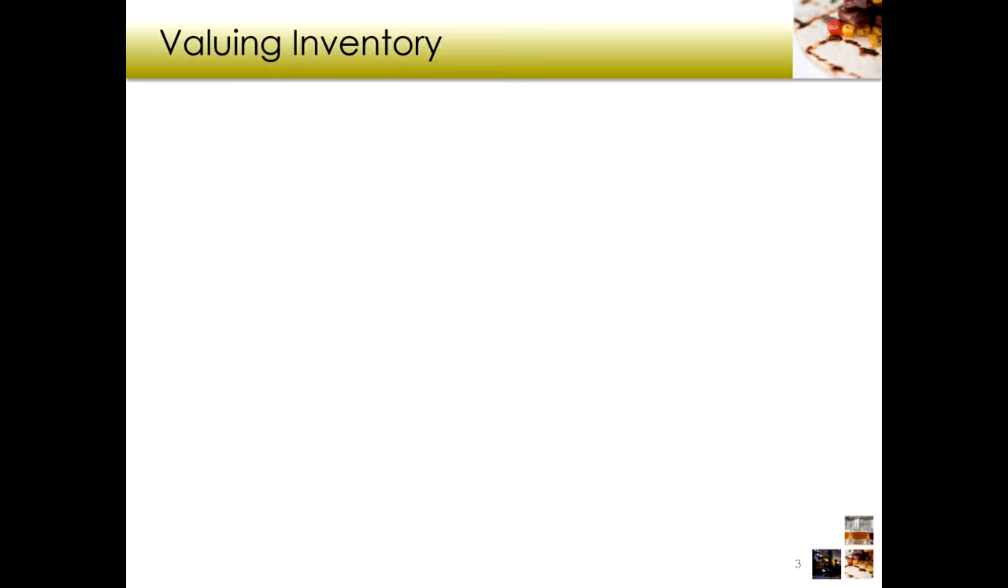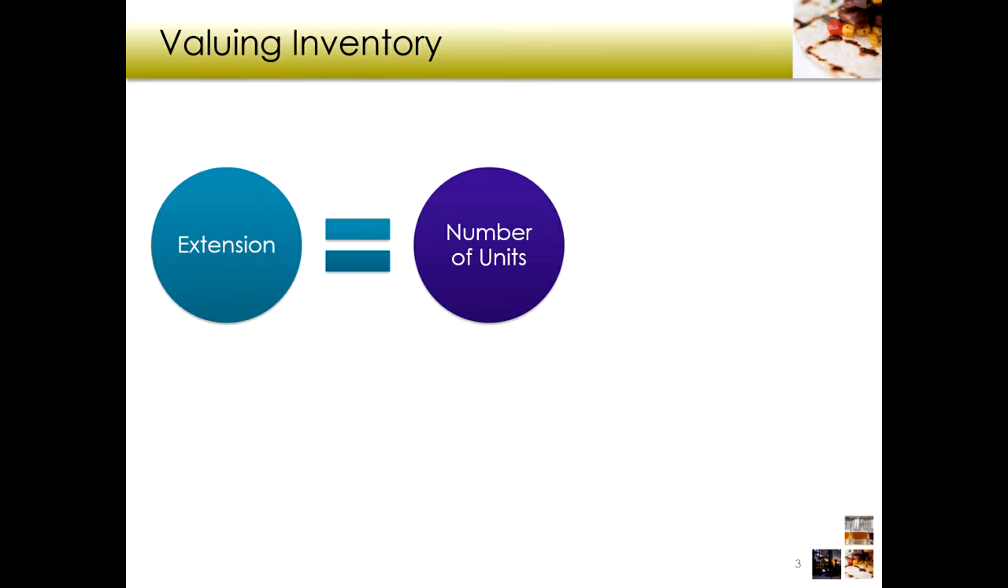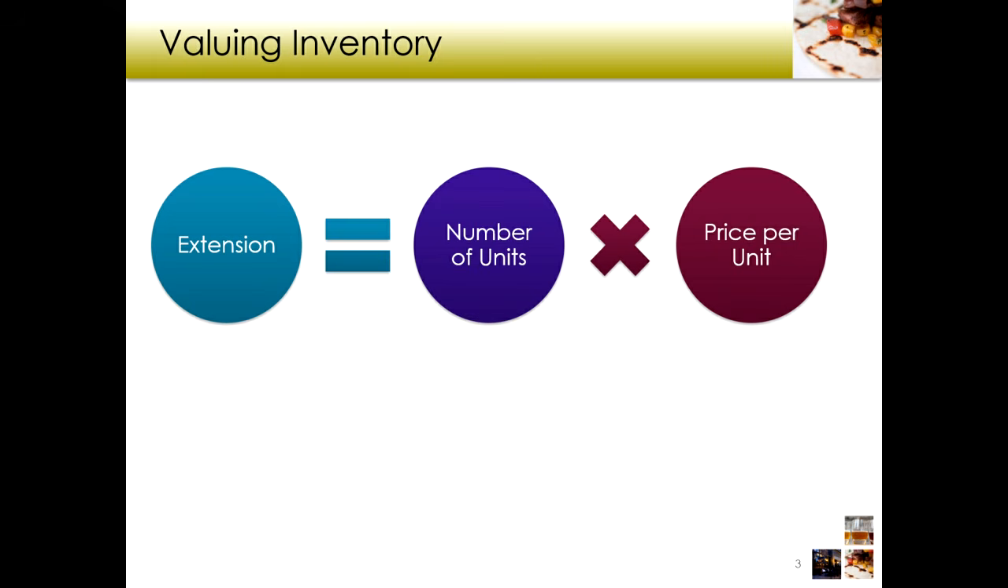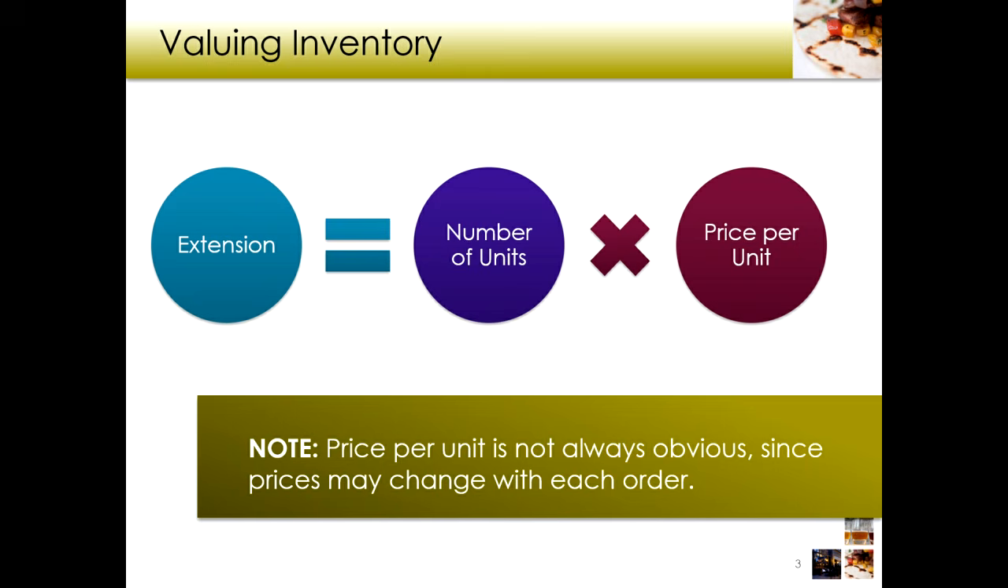So when we do valuing inventory, we're going to figure out what our extension is, the total value of the number of units we have. So for instance, if we had eggs, like I talked about a second ago, if we had 14 cases of eggs and they were $20 a case, we would simply multiply the 14 by the $20 to get our extension and our total amount, right? Now, note the price per unit is not always obvious, since the prices may change with each order.